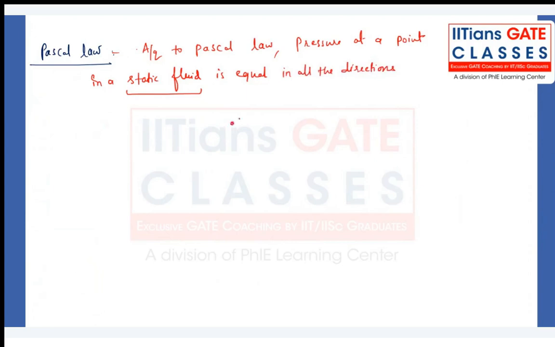That means at a particular point, the pressure might be acting here P3, over here P1 and P2. So according to Pascal's law, for a static fluid, P1 equals P2 equals P3, which is directly equal to P.